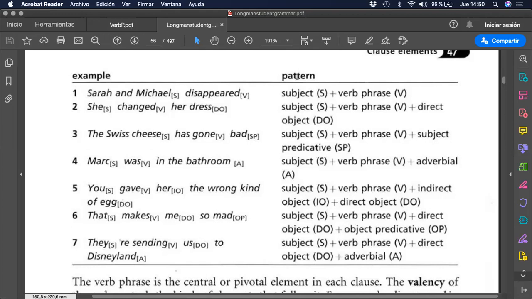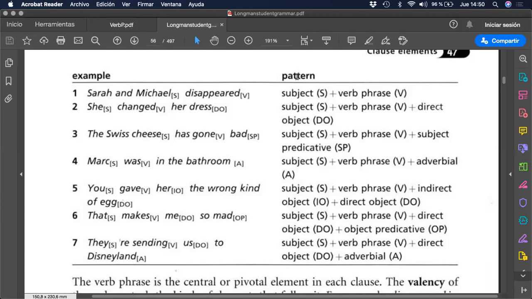Then the Swiss cheese has gone bad. The doer of the action is the Swiss cheese, therefore that's the subject. The action is has gone. And finally, bad is stating a quality of the subject, right? So it's called subject predicative in Weber's grammar.